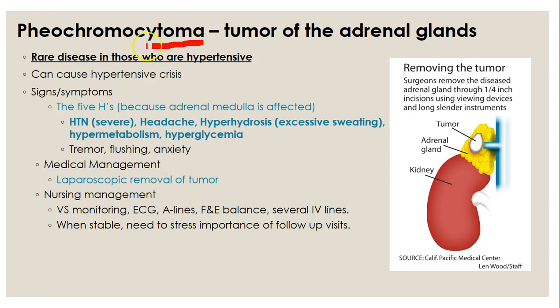The only thing you really need to know about pheochromocytoma is that it is a tumor of the adrenal glands. The signs and symptoms are typically the 5 H's: hypertension, headache, hyperhidrosis, which is basically excessive sweating, hypermetabolism, and hyperglycemia. Medical management: get rid of the tumor. And that's all you need to know about pheochromocytoma. Pheochromocytoma. That's right. Okay, say that about 5 times fast.